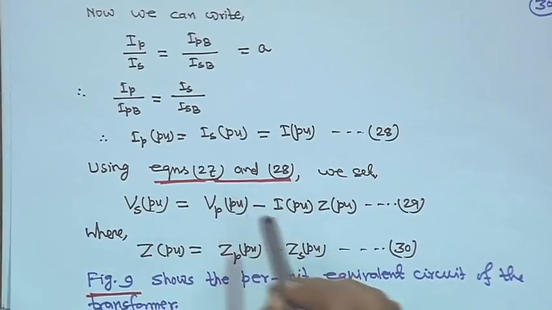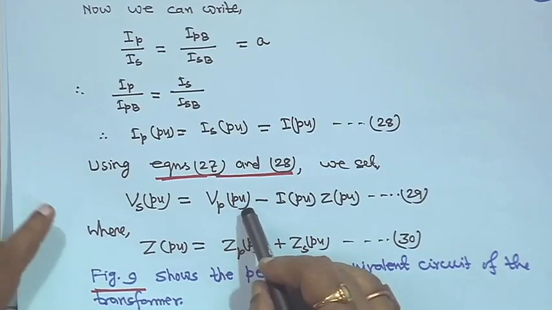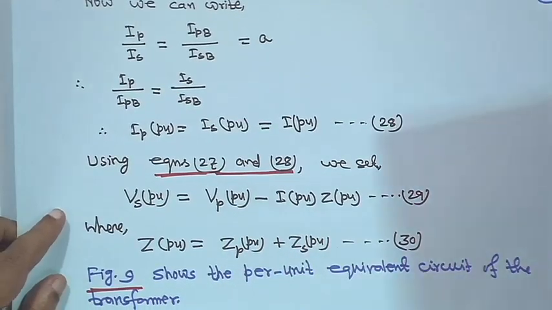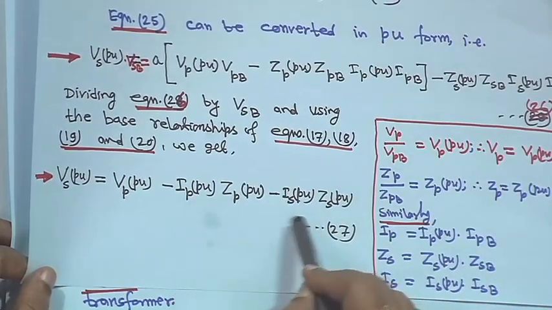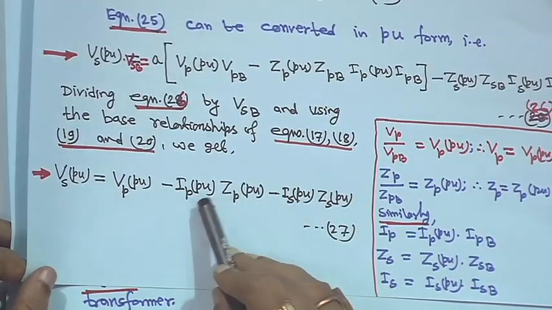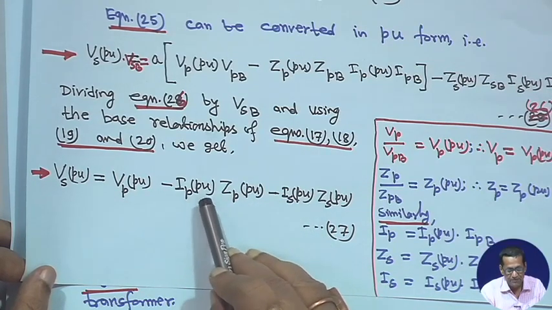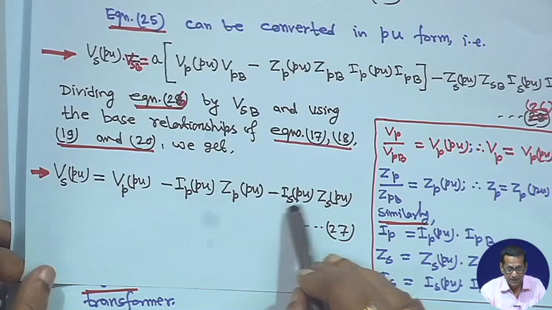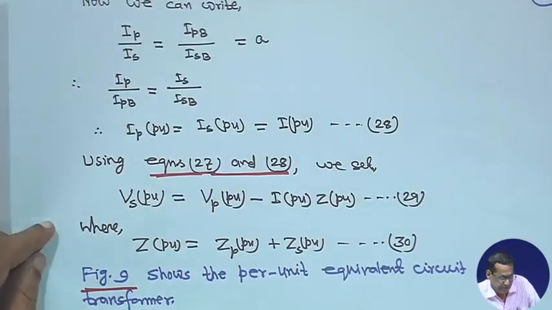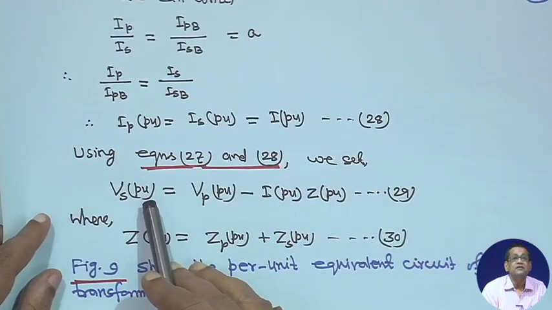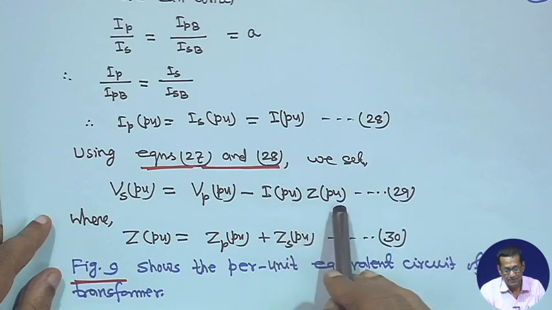Now, using equations 27 and 28, that means the previous equation. In this equation you put, instead of Ip and Is, because Ip pu is equal to Is pu is equal to I pu. So, this Ip pu is equal to I and similarly Is pu is equal to I, both are in per unit. Substitute. If you do, then you will get Vs per unit is equal to Vp per unit minus I per unit into Z per unit, right.